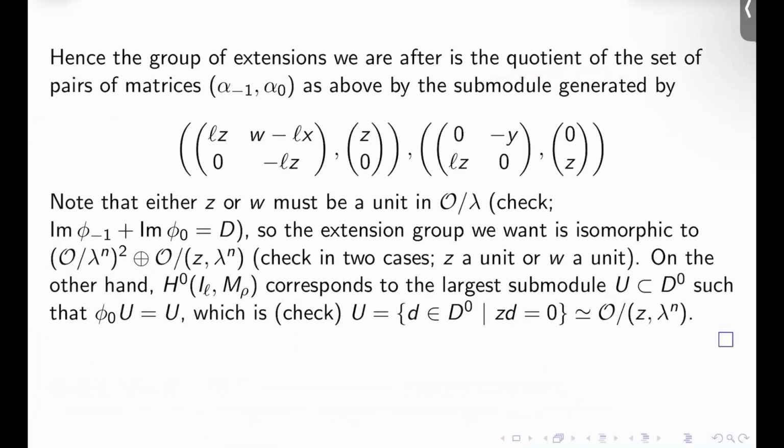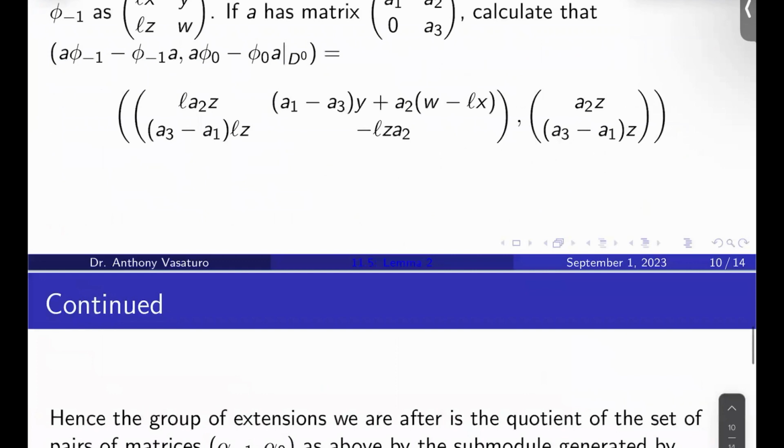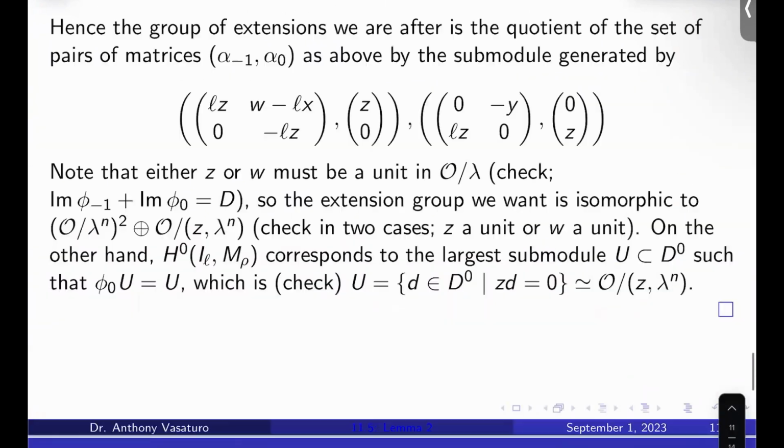of pairs of matrices, alpha negative 1, alpha 0, as explained above, quotiented out by the submodule kind of given by what happened up here, which would be the submodule generated by the following pair of pairs of matrices, the first pair of which is LZW minus LX, 0, negative LZ, comma Z0, and the second of which is 0, negative Y, LZ, 0, comma, 0, Z.